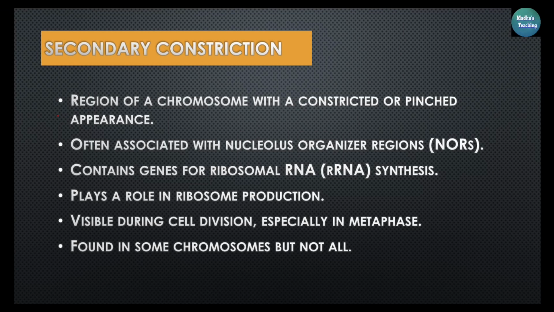Now, secondary constriction. Secondary constriction is a region on the chromosome which has a visibly constricted or pinched appearance, and it contains NORs, means nucleolus organizer regions, and some genes which are for ribosomal RNA synthesis.